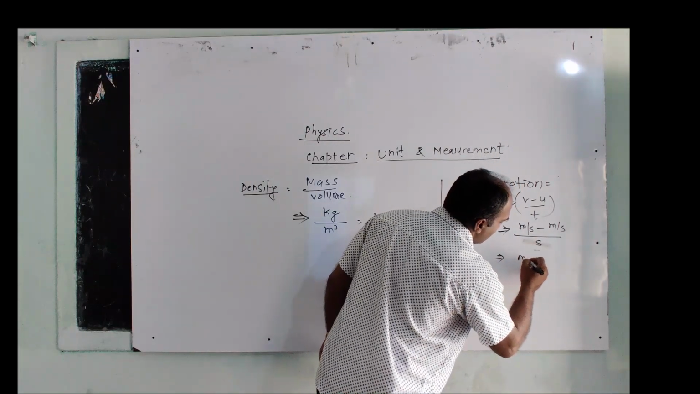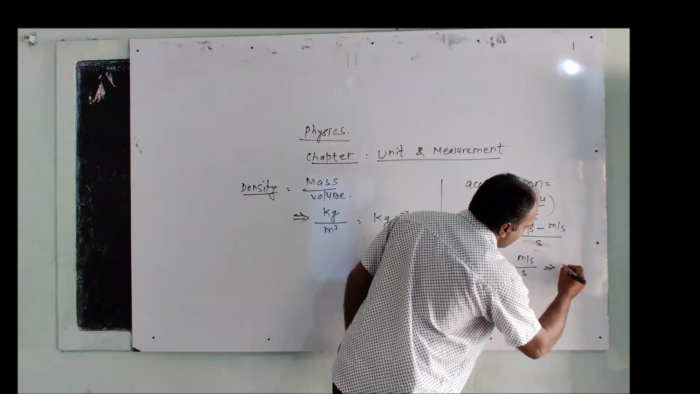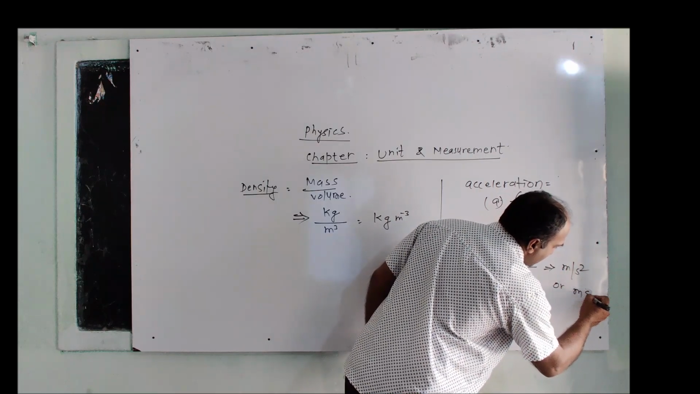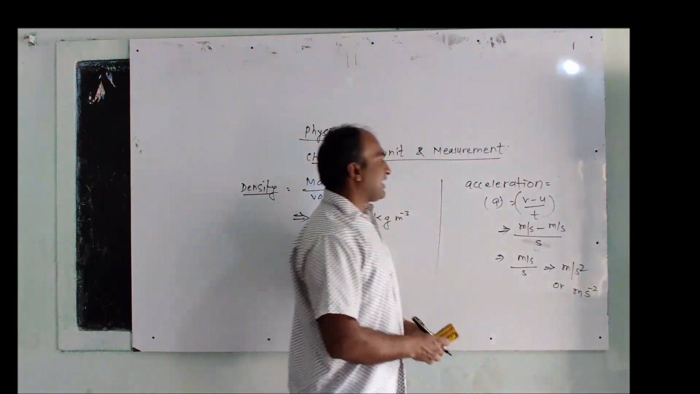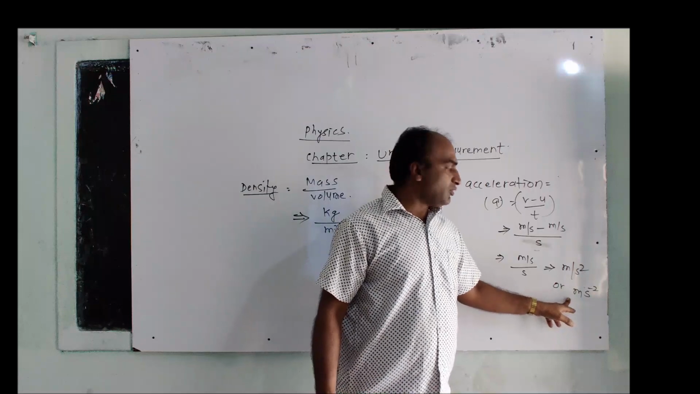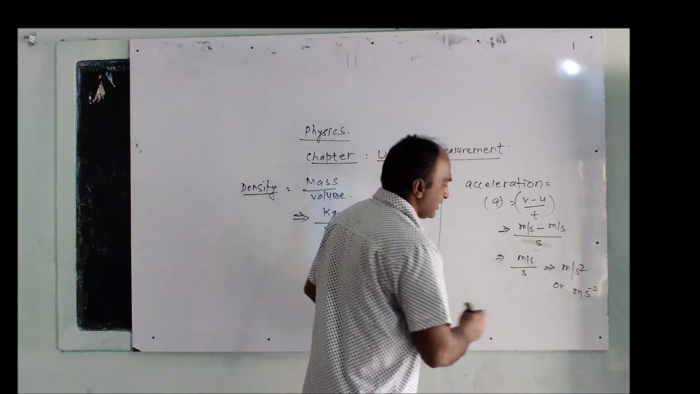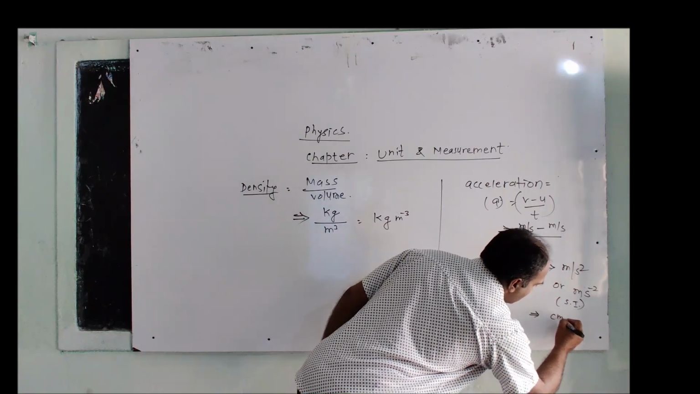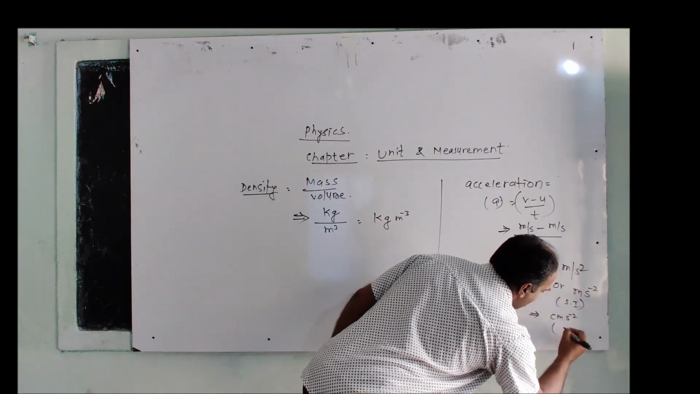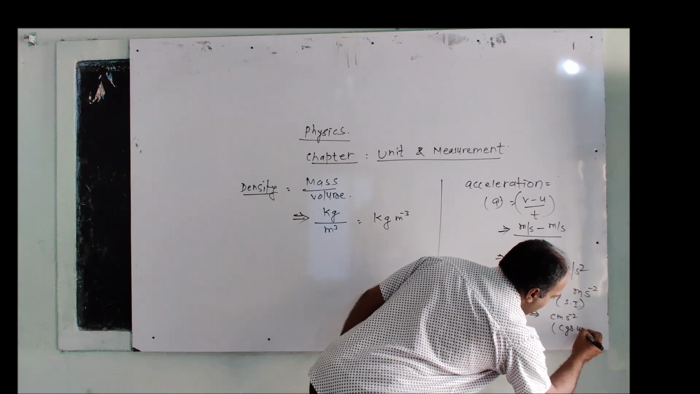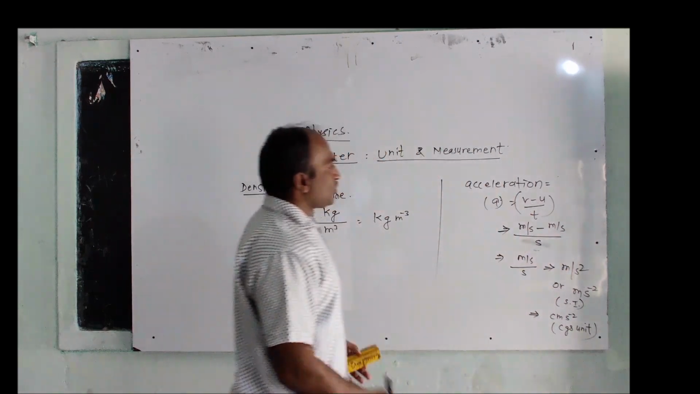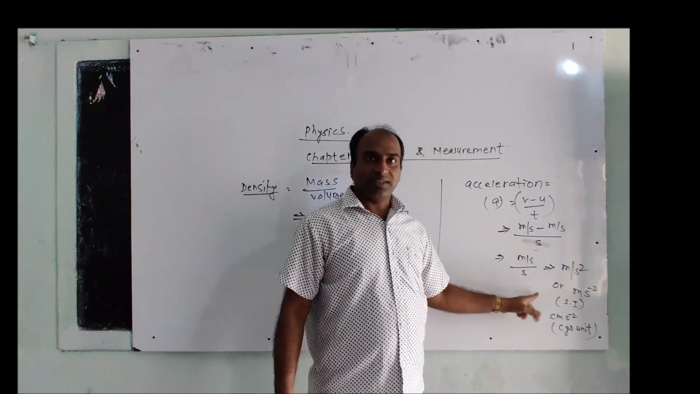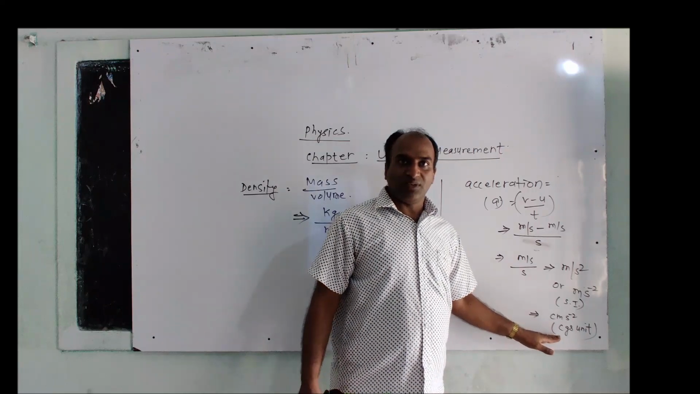So we write here meter per second by second. This means meter per square second, or in this way meter second minus 2. In this way also we can write the unit of acceleration. This is the SI unit of acceleration. In the same way, for the CGS system, centimeter per square second. This is the CGS unit of acceleration. In this way, if unit is added to any physical quantity, then that physical quantity becomes meaningful.